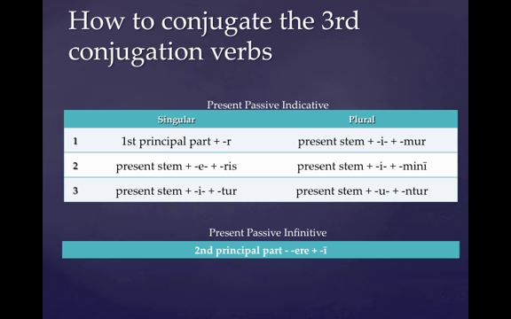Easy peasy. To remind you how to form the present passive indicative, you have your first principal part plus the R for the first person singular, and then for the rest of them, you have the present stem, you add the vowel, and then you put the personal passive ending on it. So for second person singular, that's present stem plus an E without the macron, and that no macron is important, plus ris. For third singular, first and second plural, it's present stem plus I plus the endings. And then for third plural, it's present stem plus U plus the ending, okay? And then the present passive infinitive for third conjugation verbs is the second principal part. You remove the ERE, and then you add an I, okay?